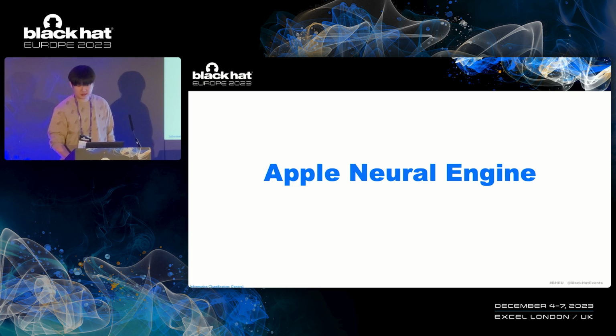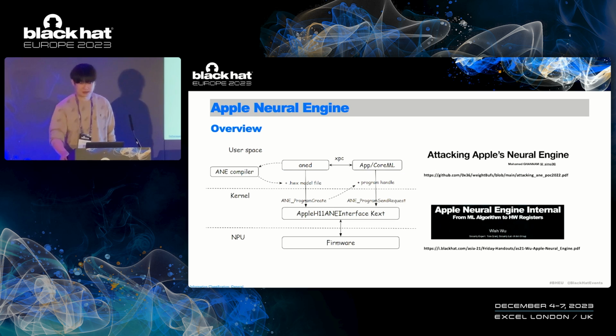Okay, now let's take a look at the Apple Neural Engine, aka ANE. There's some excellent work before, such as attacking Apple's Neural Engine by Simo36 and Apple Neural Engine internals by Vishu. I strongly recommend you read these if you want to look into this area. To simplify the ANE architecture, the pre-trained model file will be converted to a HWX format model file by the CoreML framework. Then the privileged process ANED uses this file to create an ANE program. Later, the app side can send requests to the NPU with this program handle.